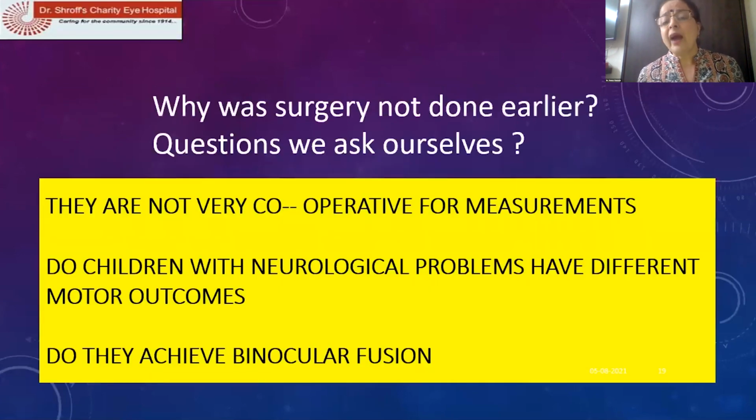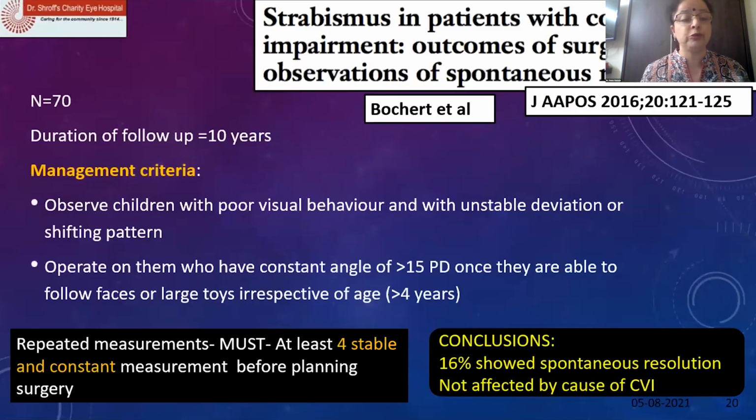hemiplegia and facial palsy. So then we planned a squint surgery at the age of 6 years with vision of 6/24. So why are we so scared of operating on these children? Is it because they are not cooperative for the measurements? Do children with neurological problems have different motor outcomes, or do they achieve binocular fusion?